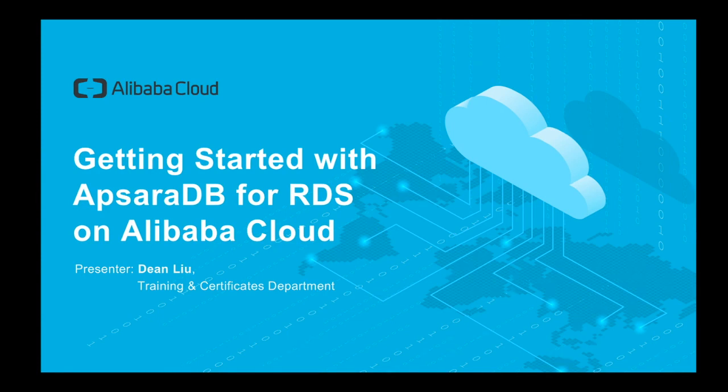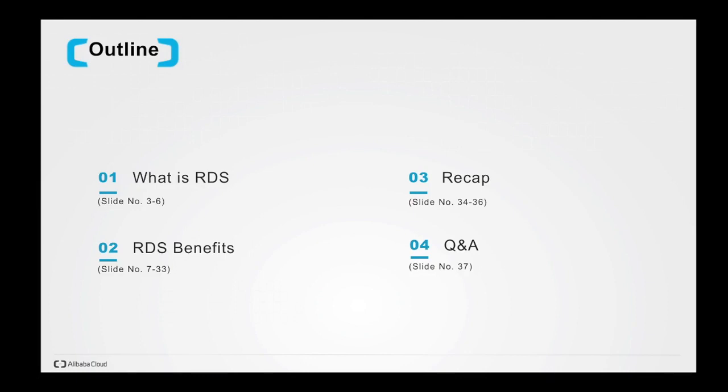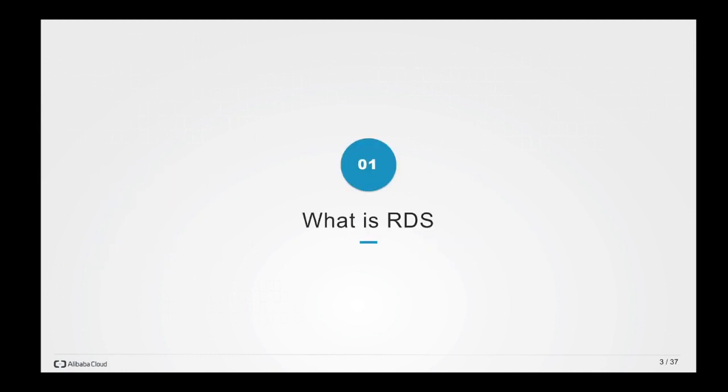Okay, let's begin. So here is today's agenda. First, I will talk about what is RDS. I will introduce some basic concepts and the architecture of the RDS product. After that, we will move to the RDS benefits part. We will talk about the characteristics of RDS and introduce some key features of RDS. After that, we will have a quick recap, and at the end of the presentation, we will have a Q&A session. I will be happy to answer your questions in the Q&A session. Okay, so let's move to chapter 1. What is RDS?